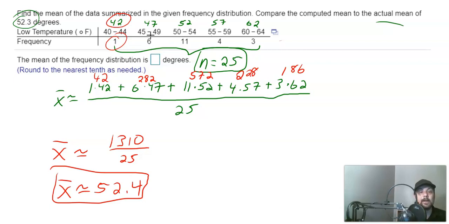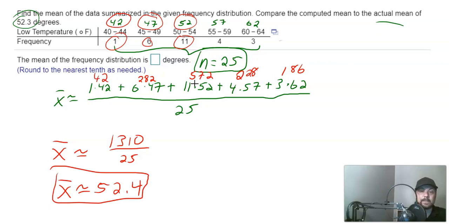Because remember what we're doing, we don't know what the data values actually were. We just know there's 6 data values somewhere between 45 and 49. Our safest estimate for what those data values might have been is to use 47, which is exactly in the middle. And that hopefully minimizes the distance that we are from the actual data values. We have 11 data values between 50 and 54. I'm just going to assume all 11 of them are 52, again, because that's right in the middle, and that minimizes our risk of error of being too far off from the actual data values one way or the other, and so on and so forth.